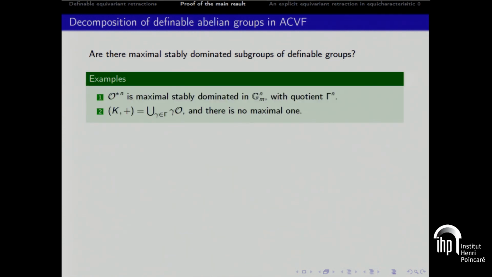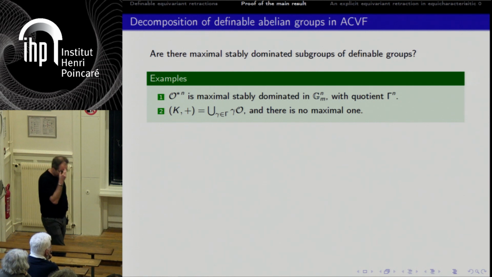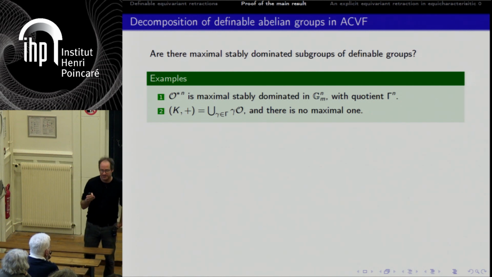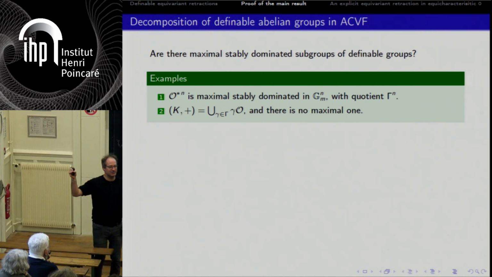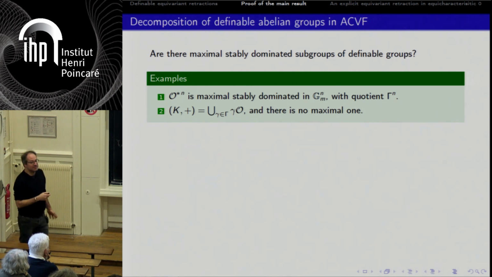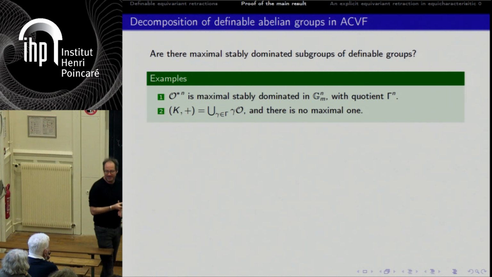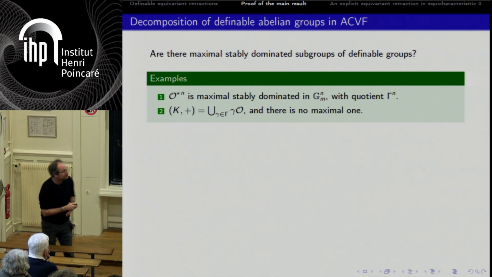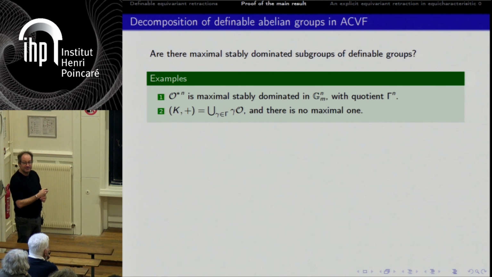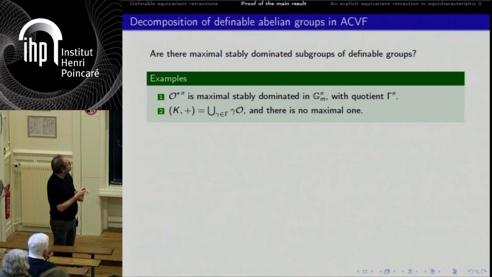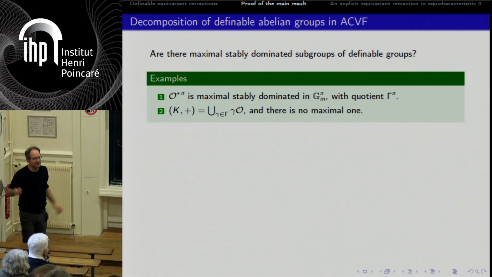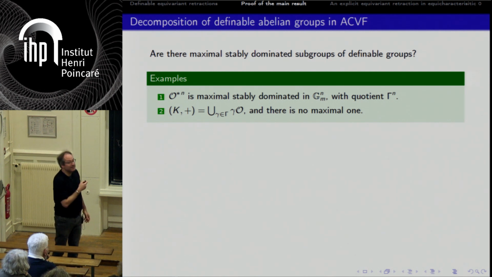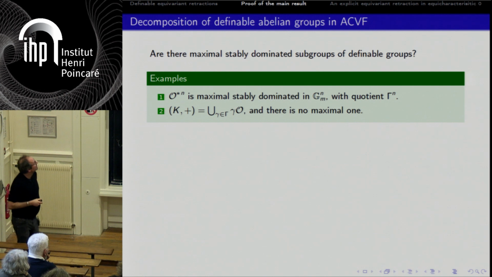Well, examples: in G_m to the n, the multiplicative group to the n, you can take O star to the n. This is easily seen to be stably dominated, so its generic type is just the tensor product of the generics of O star. And the quotient is gamma to the n, and gamma is orthogonal to little k, so we are sure that we didn't miss anything, so it must be maximal. But in the additive group of the field, there is no maximal one. All the gamma O's are definably isomorphic to O, so they are of course stably dominated, but k is just an increasing union, and there is no maximal one, because k itself is not stably dominated. The valuation map shows us that.